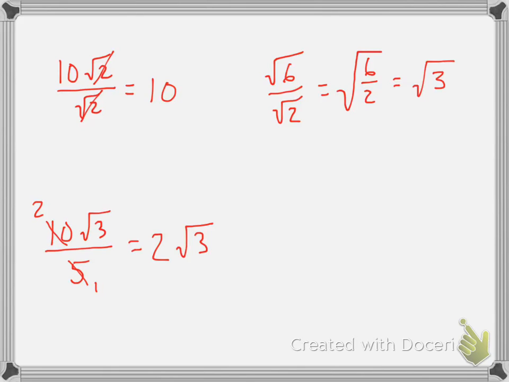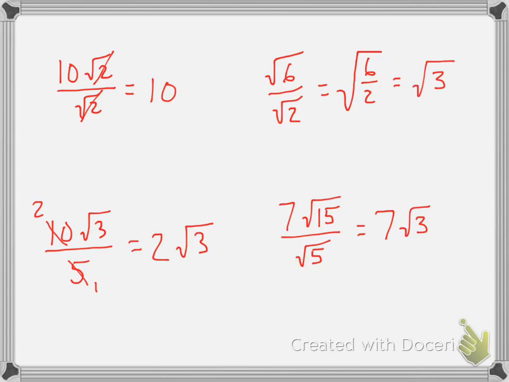And one last problem. So if I've got 7 square root of 15 divided by the square root of 5, what can we do with this? Yeah, so now the like terms are my radicals. So that 15 and the 5, I could divide those, and that would give me 7 square root of 3. All right, so are these 4 examples making sense?